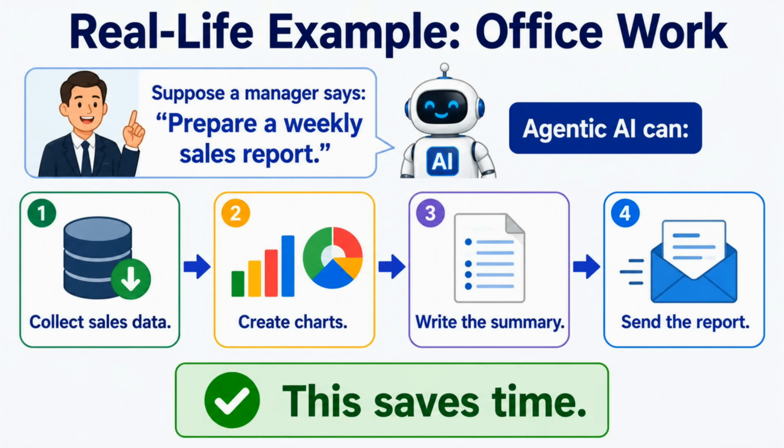Next real life example, office work. Suppose a manager says, prepare a weekly sales report. Agentic AI can collect sales data, create charts, write the summary, and send the report. This saves time.